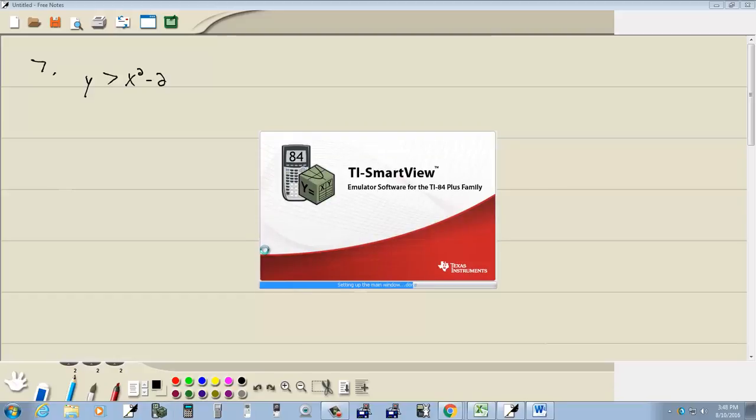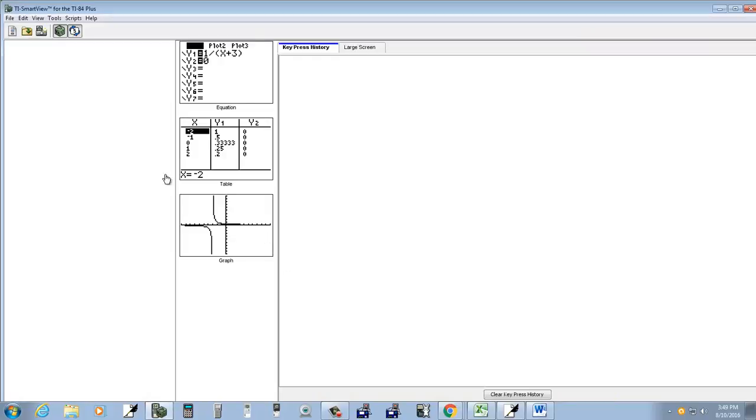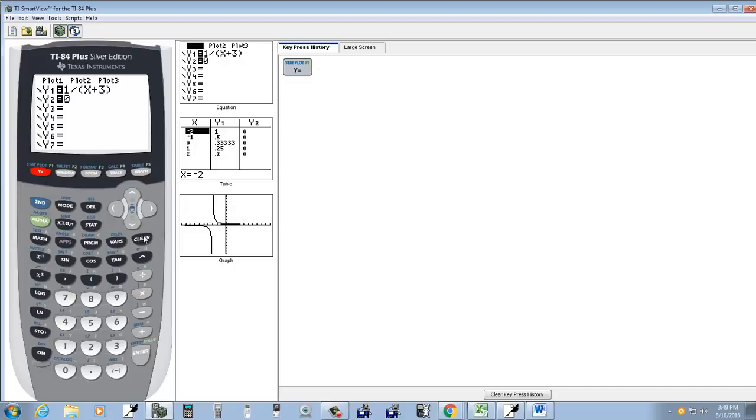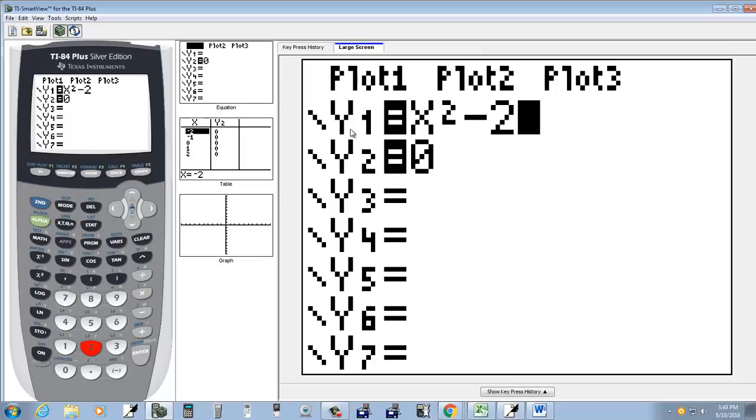So y is greater than x squared minus 2. Assuming my calculator comes up. There it goes. I'm going to go to y equals, press clear, and I'm going to put in x squared minus 2. So I'm ignoring the inequality for now. I'm just putting it in as if it was y equals x squared minus 2. Now notice where my cursor is. I want to put my cursor on this first slash here. So I'm going to use my left arrow key until it's on that first slash.